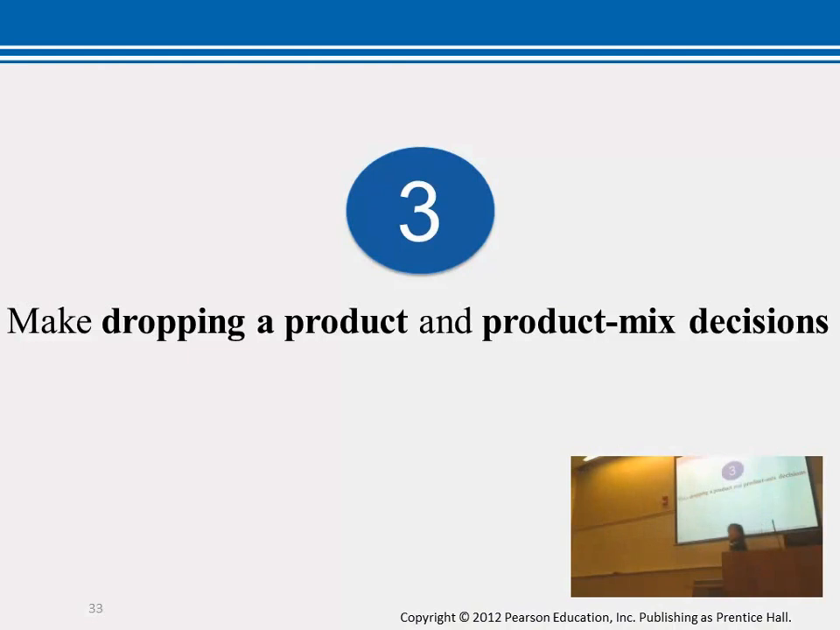How do we decide whether or not to drop a product? What are the main considerations here? Contribution margin, that is the first question. So do we have a positive or a negative contribution margin? If we have a negative contribution margin, that means we're not even covering variable costs, so we can directly consider dropping the product because we're not covering variable cost, let alone fixed cost, right? So if it's a negative contribution margin, just simply drop the product.